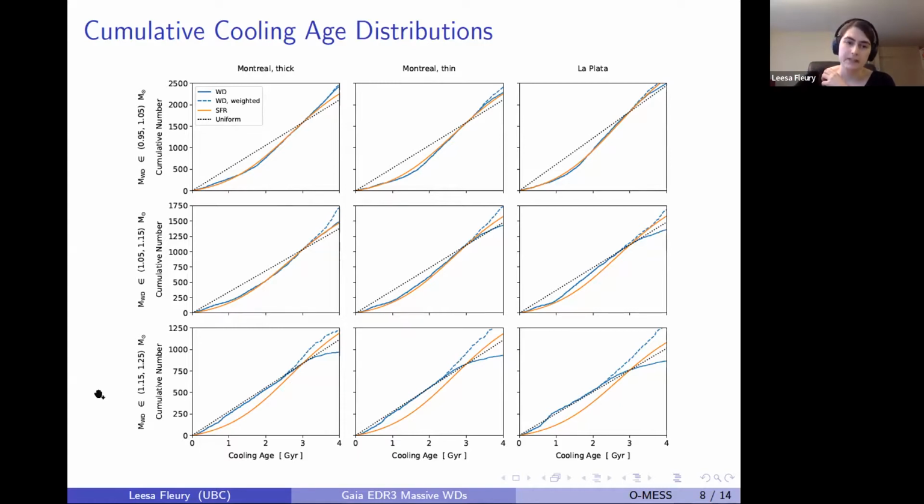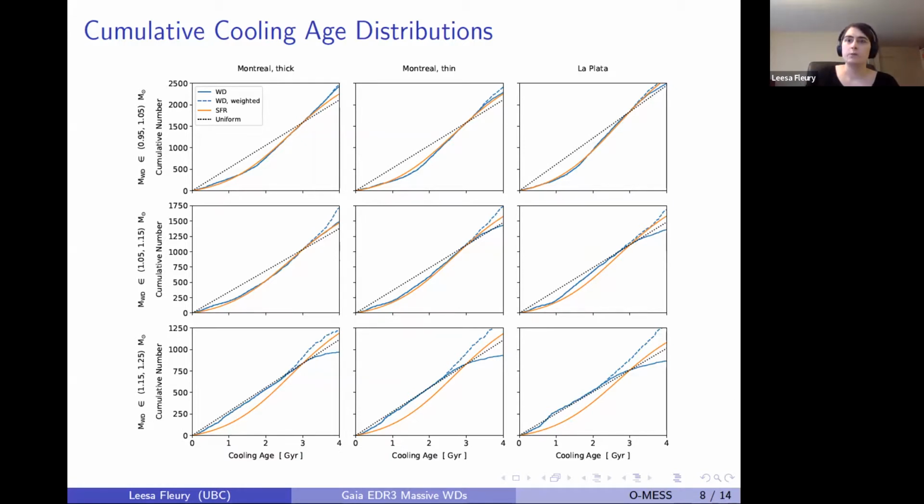But interestingly, for this heaviest mass bin, the empirical distribution is much closer to uniform. It doesn't actually trace the star formation rate. So we take this to be an indication that there might be merger products among these white dwarfs, a substantial number of them, because specifically a white dwarf that's produced through a double white dwarf merger will appear younger using cooling ages determined in the method you just described, compared to a white dwarf with the same mass that was just directly formed.